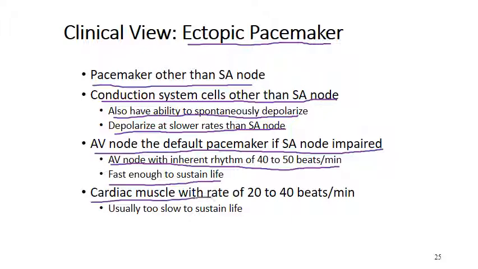Cardiac muscle with a rate of 20 to 40 beats per minute is usually too slow to sustain life. Like, you're going to die. You don't have enough oxygen to all your cells.